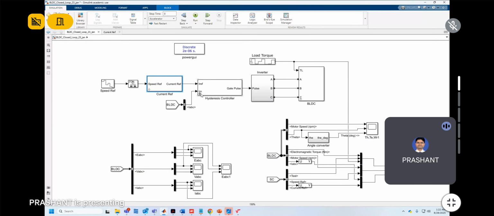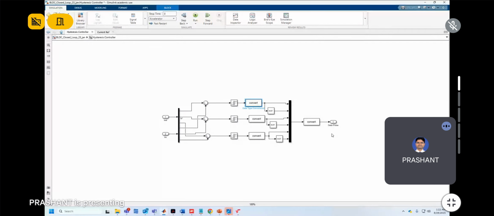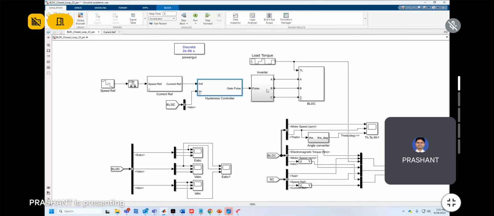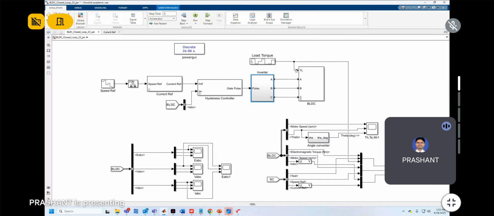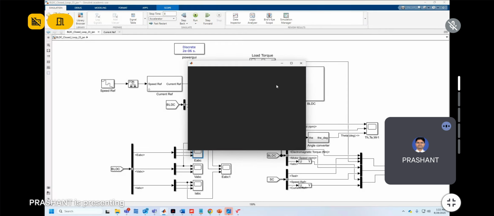From there, using the hysteresis controller to generate the gate pulse, and that gate pulse is given to the inverter, three phase VSI, and that VSI is used to drive the BLDC motor drive. So we have run this system. This is three phase back EMF.